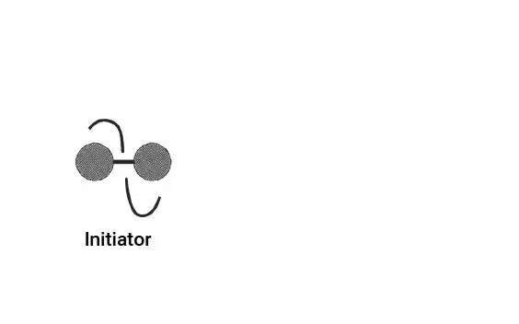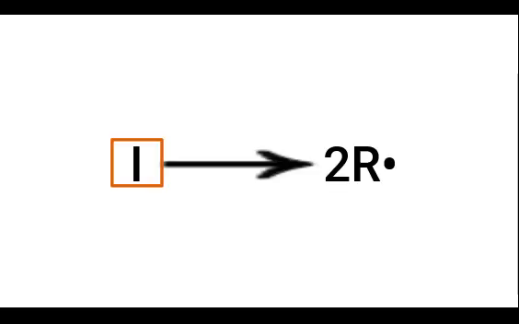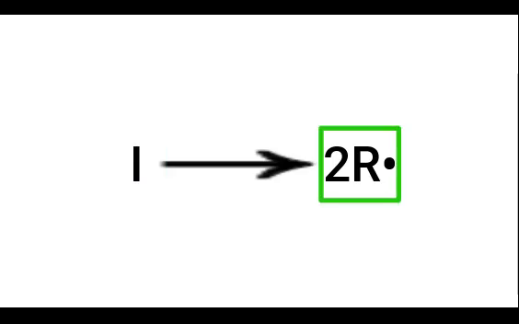In the initiation step, a molecule is cleaved to give two radicals. The molecule that is cleaved is called the initiator, and is denoted by the letter I, and the radical is denoted by the letter R. This process can happen through a number of different mechanisms, such as thermal decomposition and photolysis.